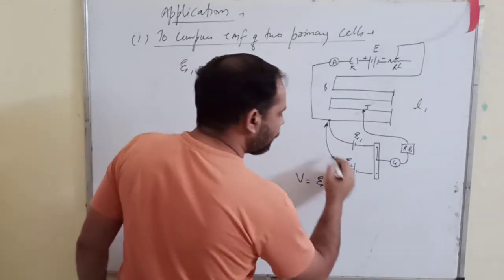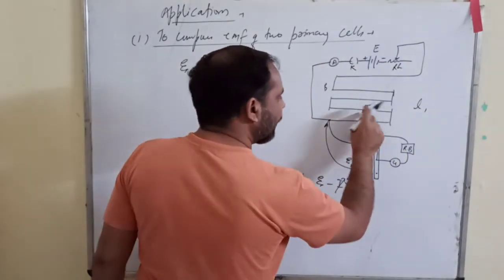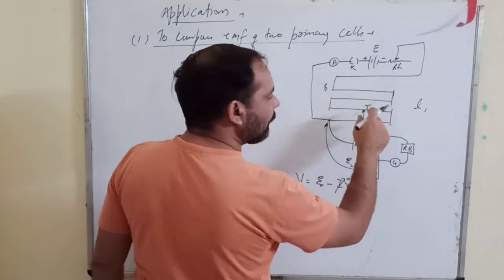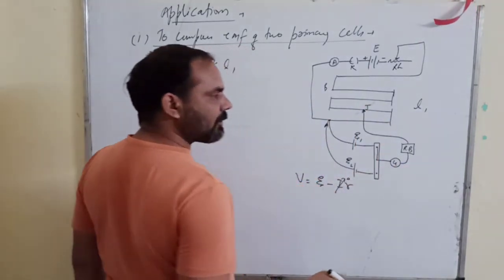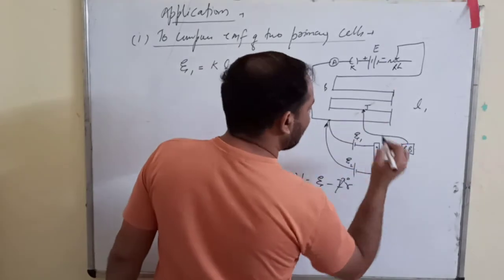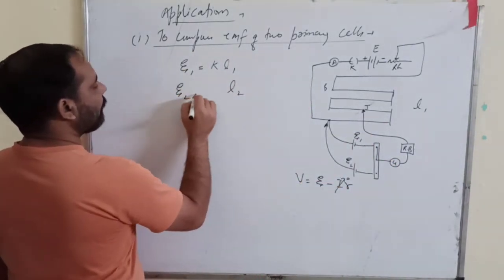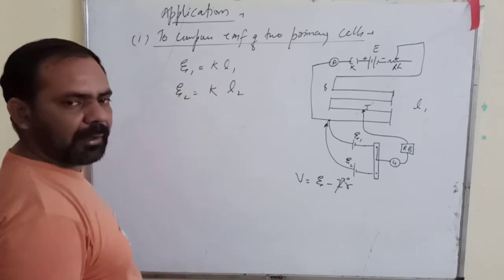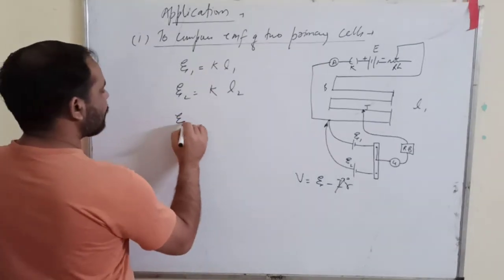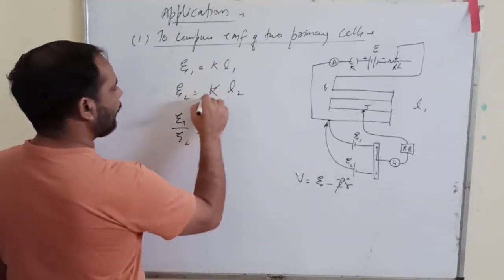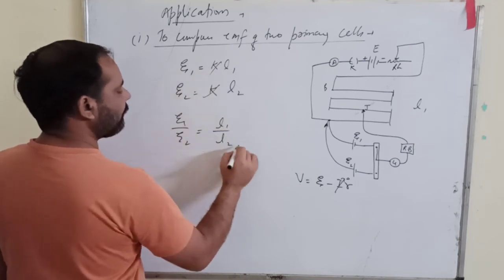You remove this cell and now you connect the second cell here. And again you try to find the null point. Null point means where you are getting zero deflection. Suppose with the second cell you get the null point at L2. Then again your E2 will be equal to KL2. Now you take the ratio, so E1 upon E2, K and K will cancel, equals L1 upon L2.